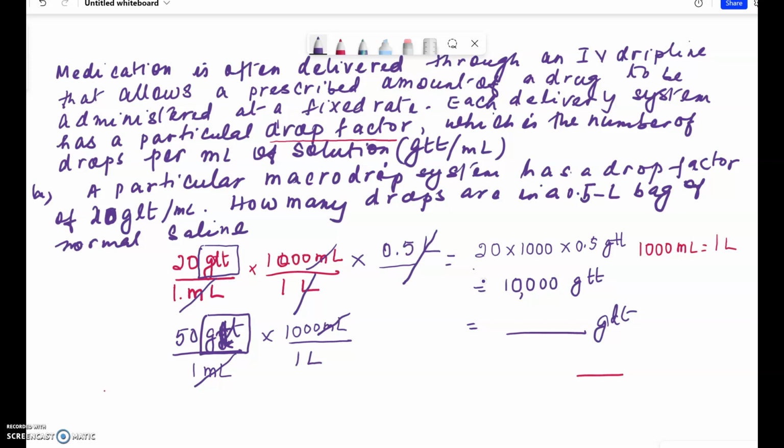So we multiply, since it's not 0.5 liters that we want to know the number of drops for. We want to know the number of drops for 1 liter. So that cancels 1 liter with 1 liter. And our final answer is 50 times 1,000 GTT, that is drops. So this is equal to 50,000 drops.